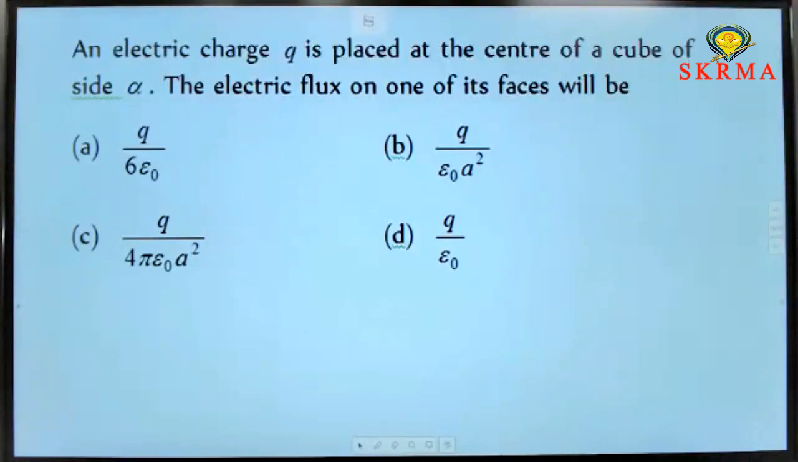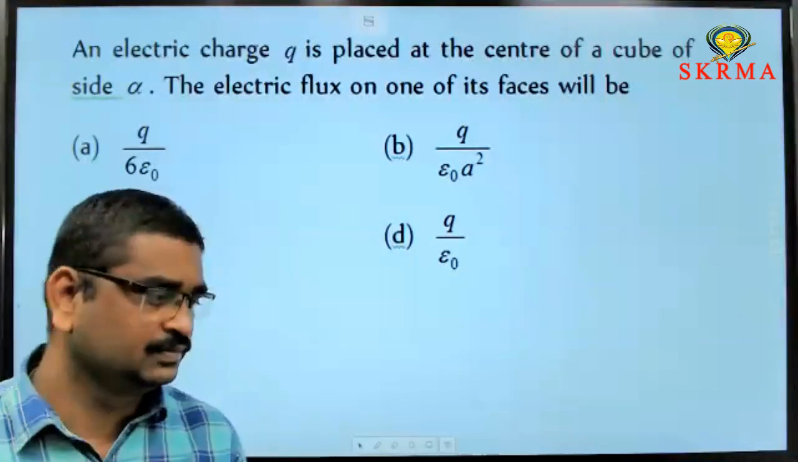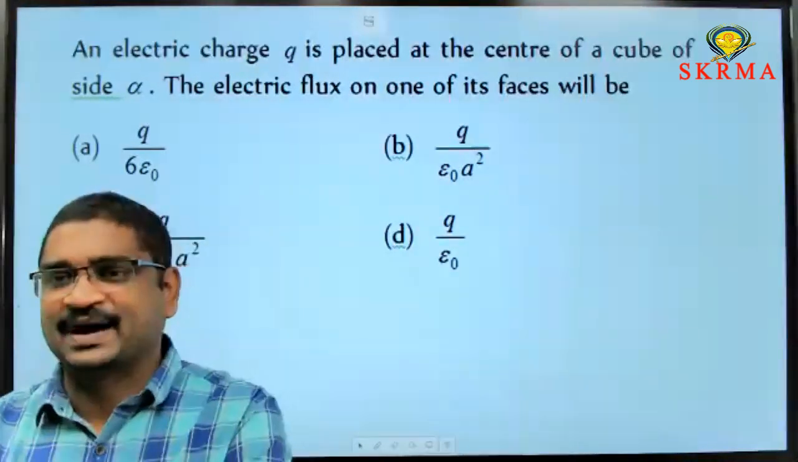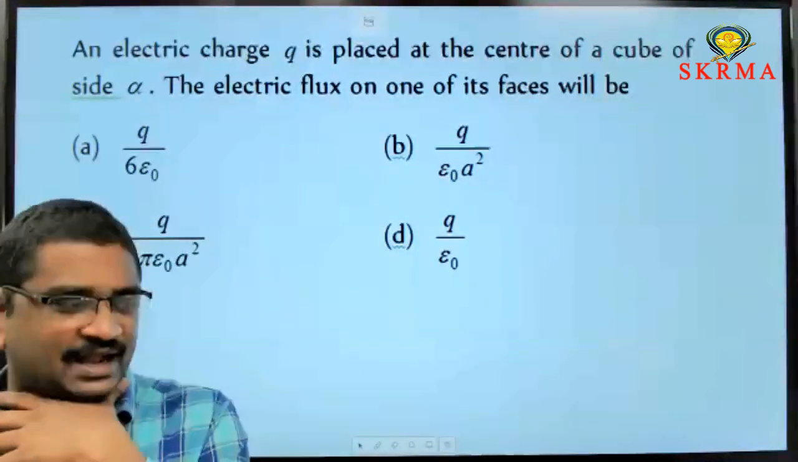Next one. Try to solve this one. So direct formula only. Can you solve this one? Here, electric charge Q is placed at the center of a cube of side length alpha. The electric flux on one of its faces will be, the electric flux passing through one face, he is asking. Now, what is the answer for that?